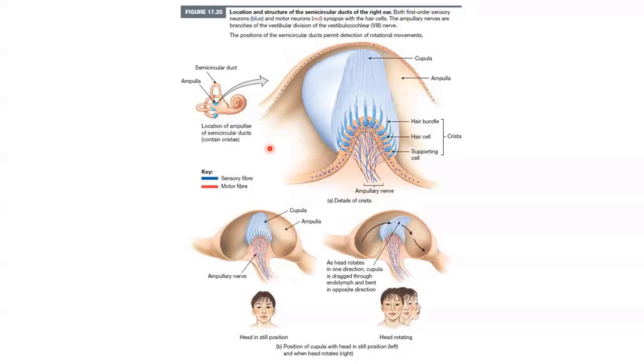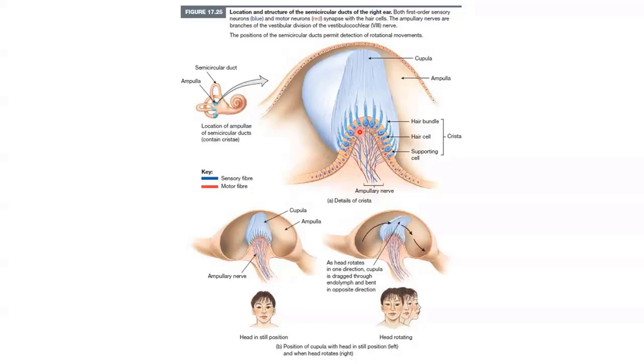So if we're spinning around in a circle or we're shaking our head no, this endolymph or the fluid in our semicircular duct is going to move, but it's going to lag behind a bit. This will drag the cupula with it, which bends these hair cells, which again causes either depolarization or hyperpolarization depending on the way that that cupula moves.